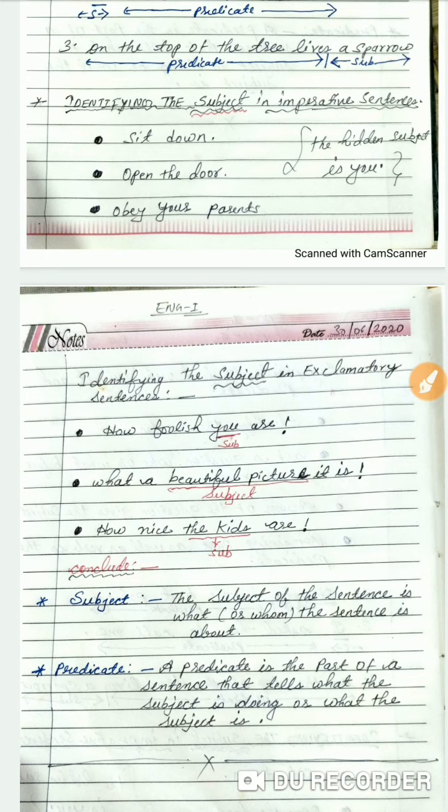Identify the subject in the imperative sentence. Here are examples of the imperative sentence: sit down, open the door, obey your parents. In these sentences we see that there is no subject. There is no subject because this is an imperative sentence. We have to understand that you is the subject. So in the imperative sentence mostly the subject is you.